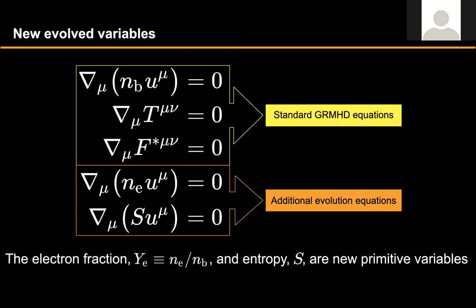The new evolution equations used by our code look like this. The first three are the standard GRMHD equations, which are conservation of baryon number, conservation of energy momentum, and the homogeneous Maxwell's equations. And now we have also included the conservation of lepton number and conservation of entropy. The first of the new equations in particular introduces the electron fraction, which is what we need for tabulated equations of state.